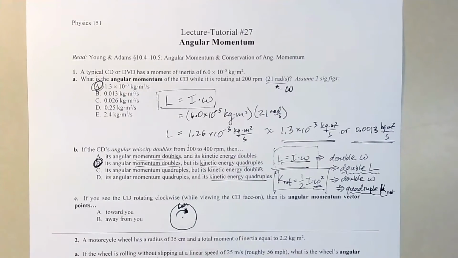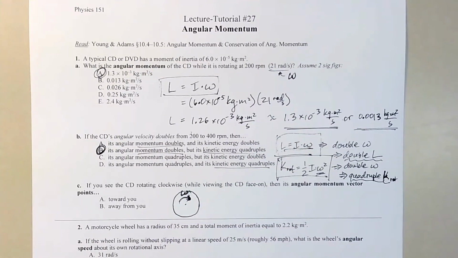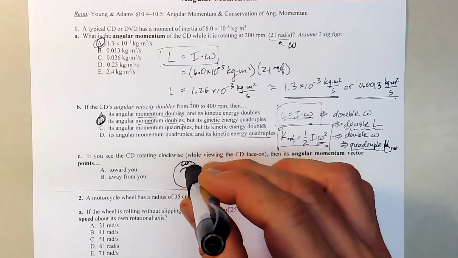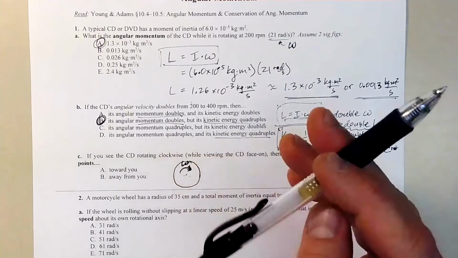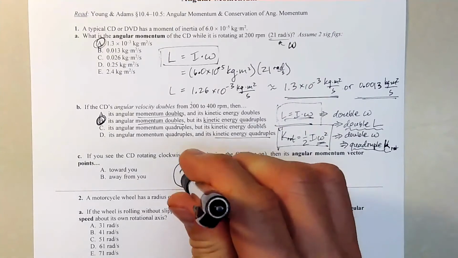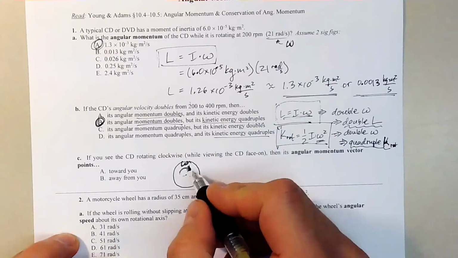Now, first of all, let me remind you that the angular momentum vector has to point along the spin axis, the rotation axis. So the only two possible answers are going to be into the page or out of the page, because that's the direction that the spin axis lies in. So we just have to choose between into the page and out of the page, right? Or toward your eyes or away from your eyes. Well, now we use our right-hand rule.